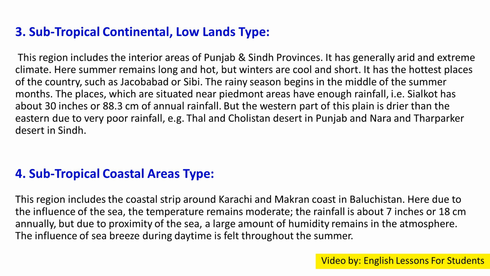Number 4, subtropical coastal areas type. This region includes the coastal strip around Karachi and Makran coast in Balochistan. Here, due to the influence of the sea, the temperature remains moderate. The rainfall is about 7 inches or 18 centimeters annually, but due to proximity of the sea, a large amount of humidity remains in the atmosphere. The influence of sea breeze during daytime is felt throughout the summer.